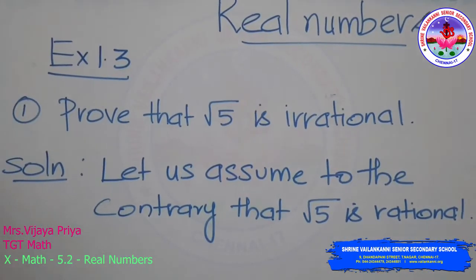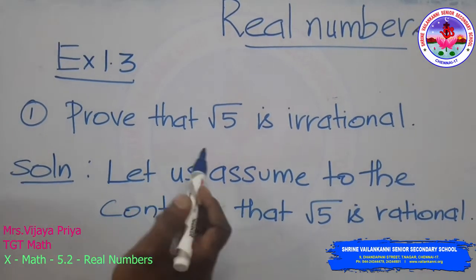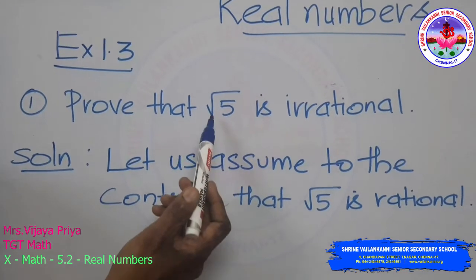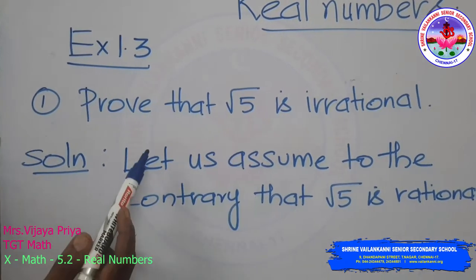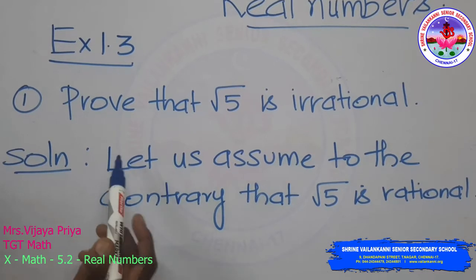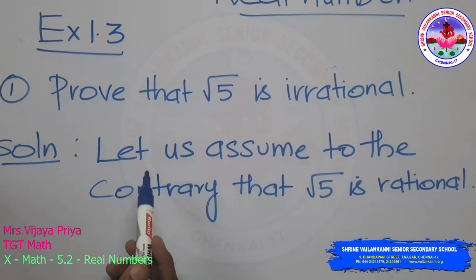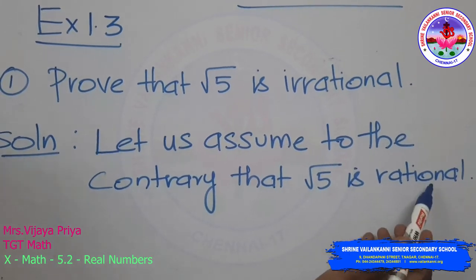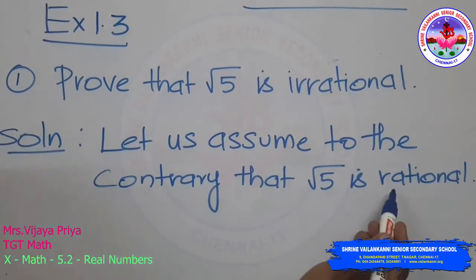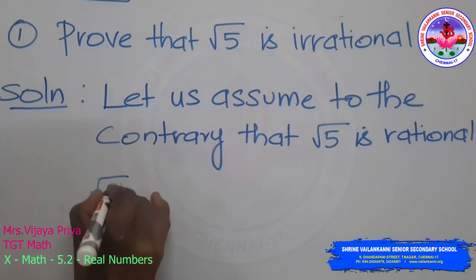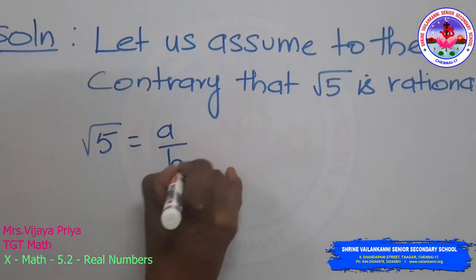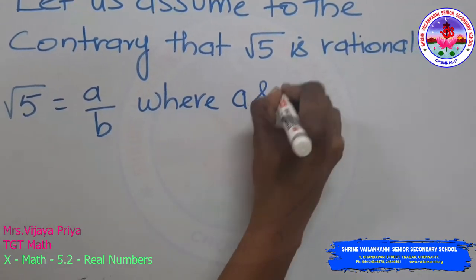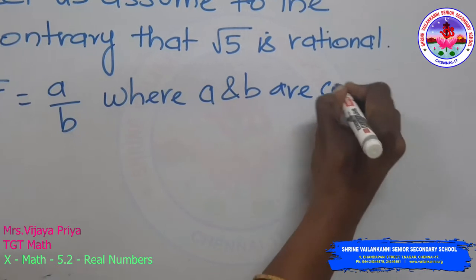Exercise 1.3. The first problem, prove that root 5 is irrational. So we are going to prove how root 5 becomes an irrational number. To prove root 5 is irrational, we use the contradiction method, that is, against the fact. So let us assume to the contrary that root 5 is rational. So I am assuming here root 5 is rational. Root 5 can be written in the form root 5 is equal to a by b, where a and b are co-primes.